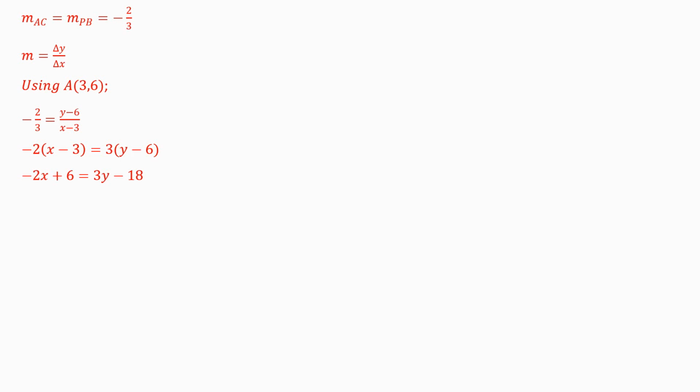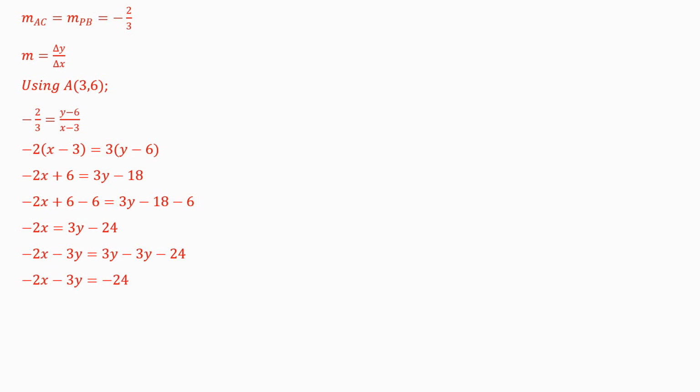We subtract 6 on both sides of the equation. We have -2x is equal to 3y minus 24. Then we subtract 3y on both sides of the equation. We have -2x minus 3y is equal to -24. So that is the equation of AC.